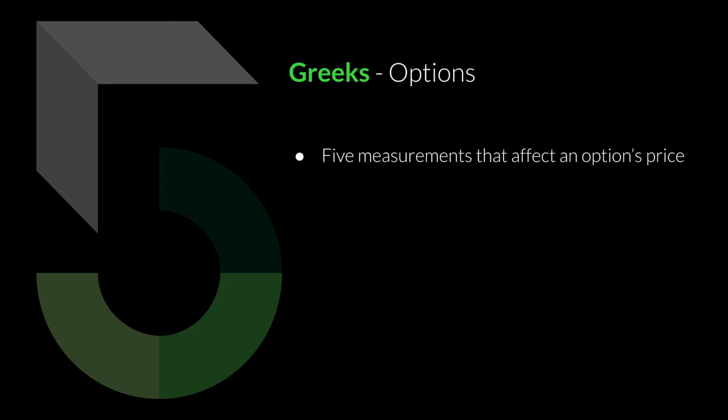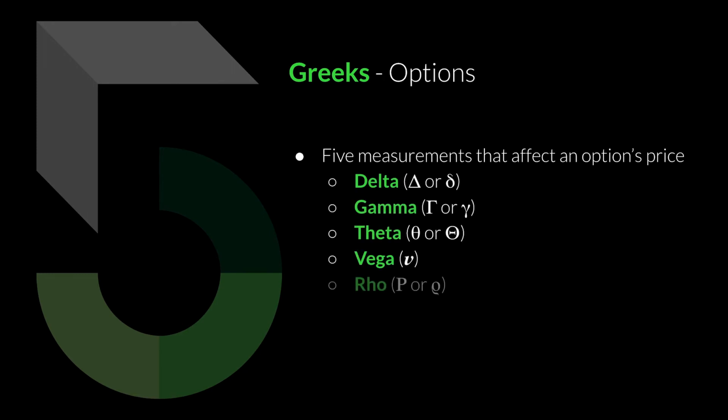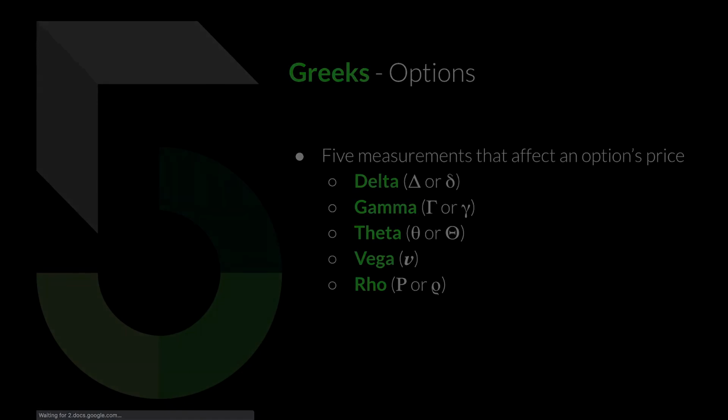Options Greeks are 5 measurements that can affect an options price. And these are the main ones: delta, gamma, theta, vega, and rho. Now, you can see the Greek letters that are next to them. While vega isn't an actual Greek letter, it's usually denoted by a stylized V symbol, but usually you'll just see the names written out: delta, gamma, theta, vega, and rho.